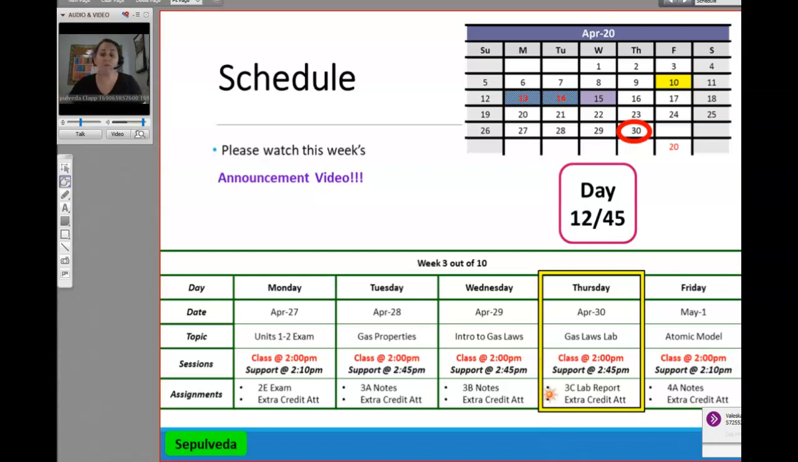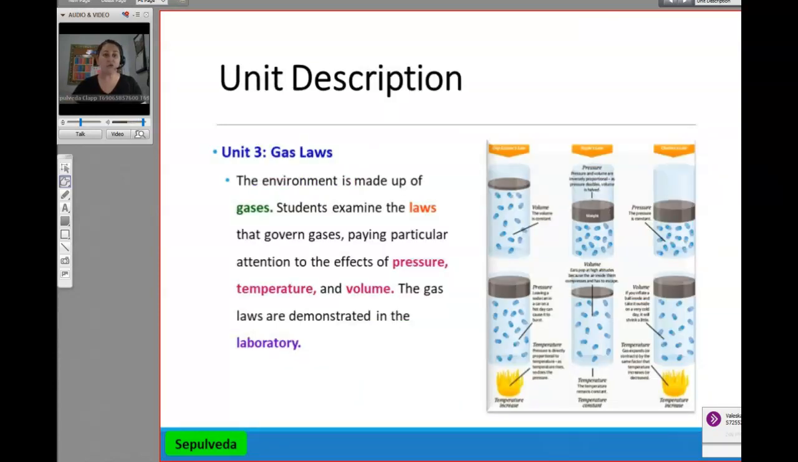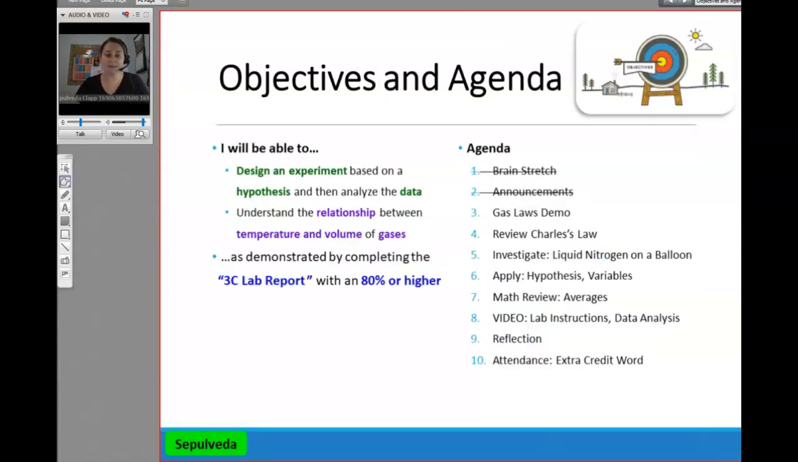So today we are going to be working on that 3C lab report and obviously getting that extra credit attendance. All right, so Unit 3, gas laws. We've been talking about gas laws, about what is made up of gases, and then we've examined all the laws. Remember the 3 major laws that govern these gases, paying particular attention to 3 things: pressure, temperature, and volume. And obviously we're going to demonstrate that through our lab today. So let's go ahead and get started.